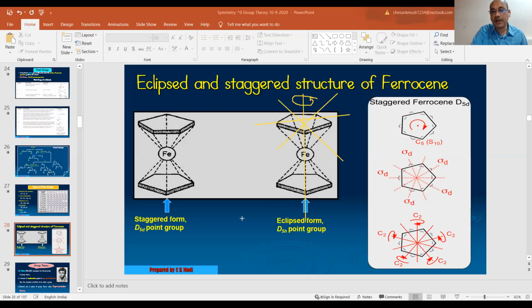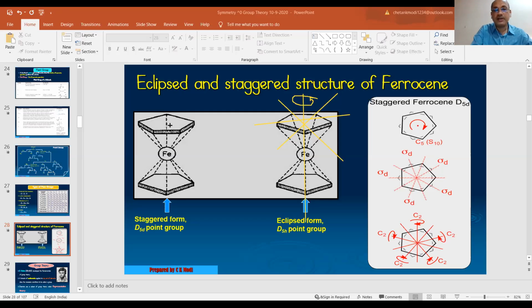E plus C5 gives point group C5. C5 plus 5C2 gives point group D5. Now, E plus C5 plus 5C2 plus 5 sigma v planes, plus sigma h, therefore the point group is finally D5h. In the same way, in the staggered structure, all the respective elements are present except sigma h. Here in the staggered structure, one ring is in this direction and the other ring is in this direction. That is called the staggered structure.